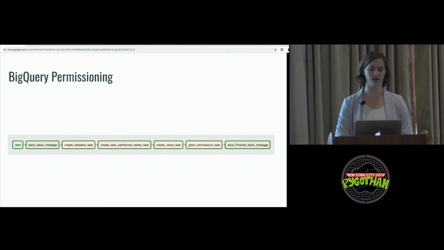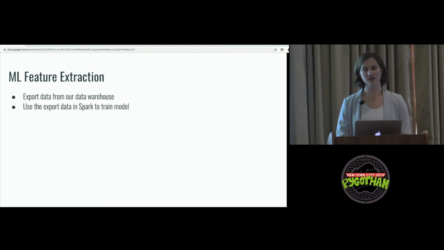But otherwise, we are using the BigQuery hook and operators here to be able to actually create the data sets, create the date partition tables and views, and then finally programmatically add the permissioning to these data sets. Another use case at Blue Apron that we've found very helpful is our ML squad will actually use this for feature extraction. So they have one DAG that's going to export the data they are interested in, and then another that's going to use it in Spark to either train models or predictions.